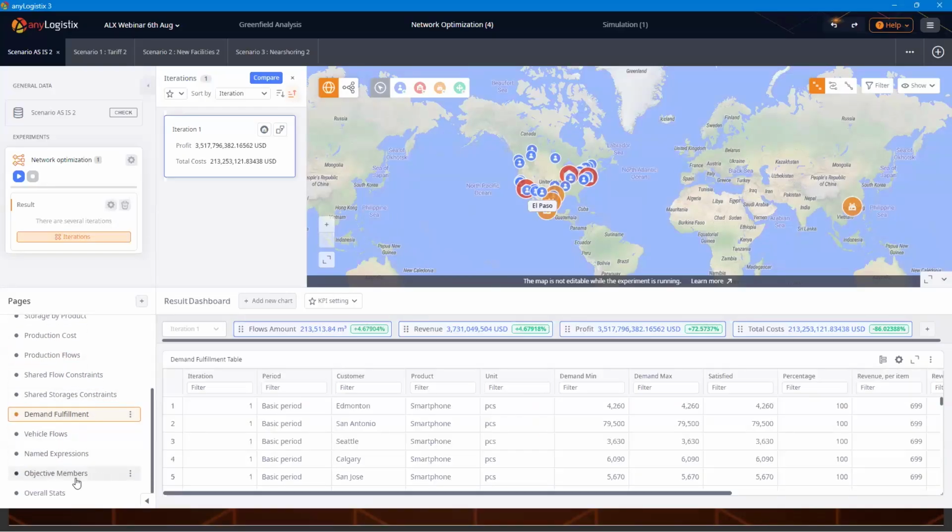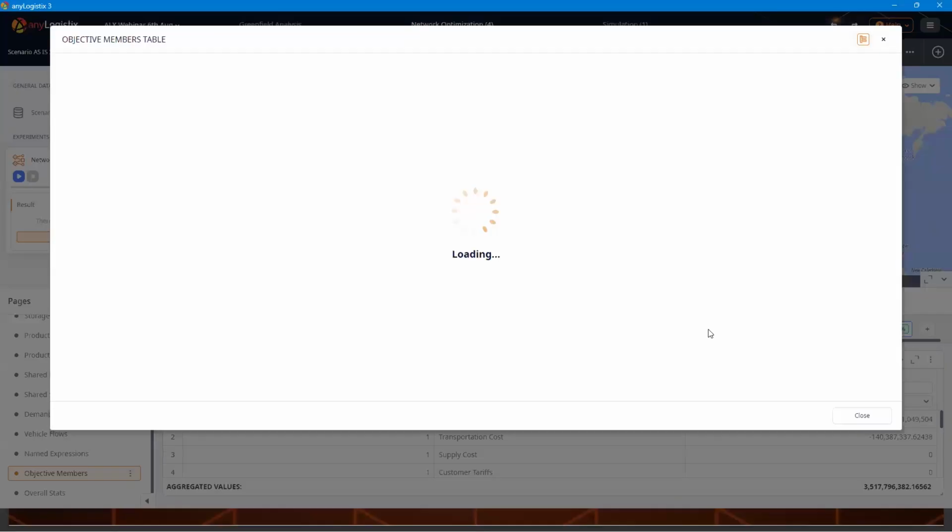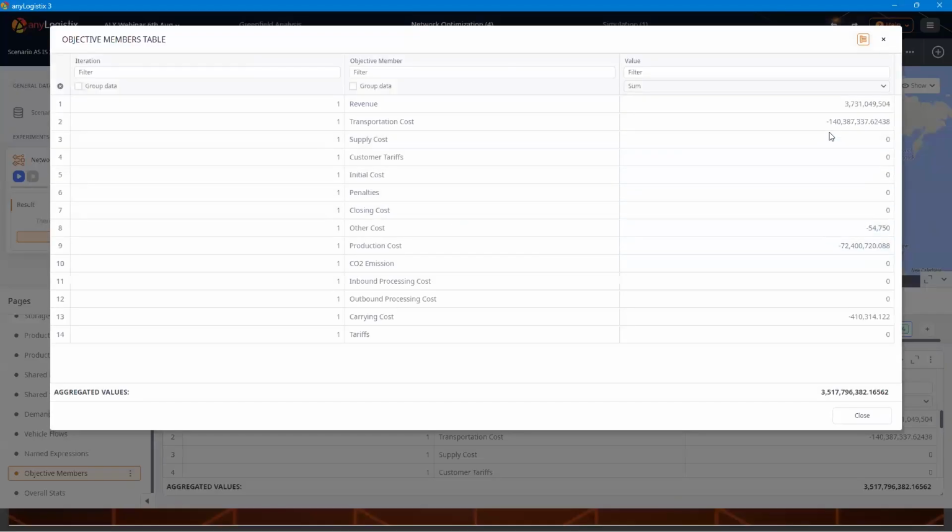For now, we will focus on the objective member, where we want to see the financial KPIs. So we can see our revenue is 3.7 billion, and out of this, transportation cost is contributing 140 million.